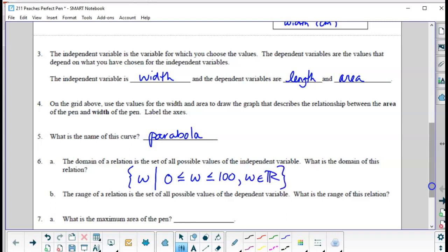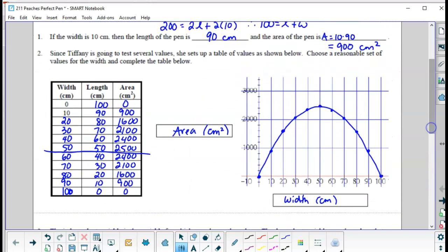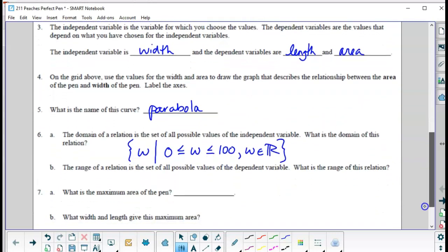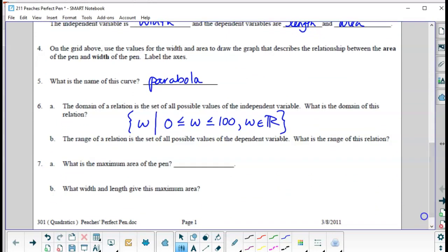Range, we'll take a look at your graph here. Maximum was at 2500. Again, can't have negatives. So for a parabola, it would be everything less than or equal to that maximum value. In this particular application, this is A for area. The area is between 0 and 2500, and it's a real number. And that maximum is the 2500, and that was centimeters squared.